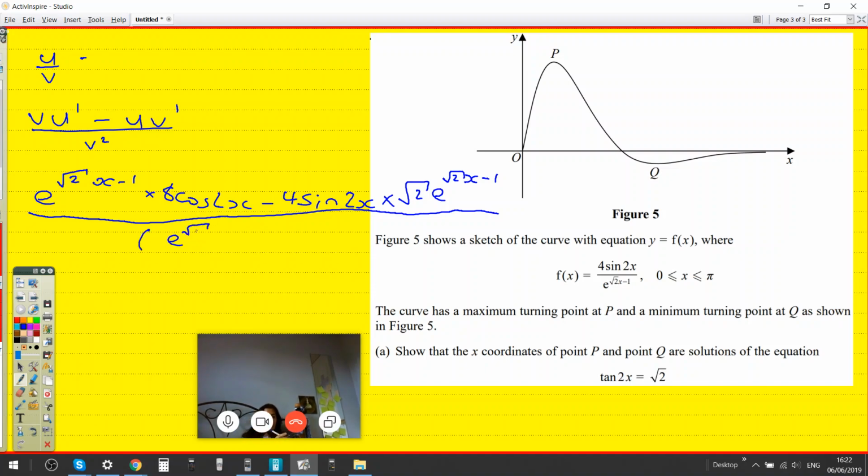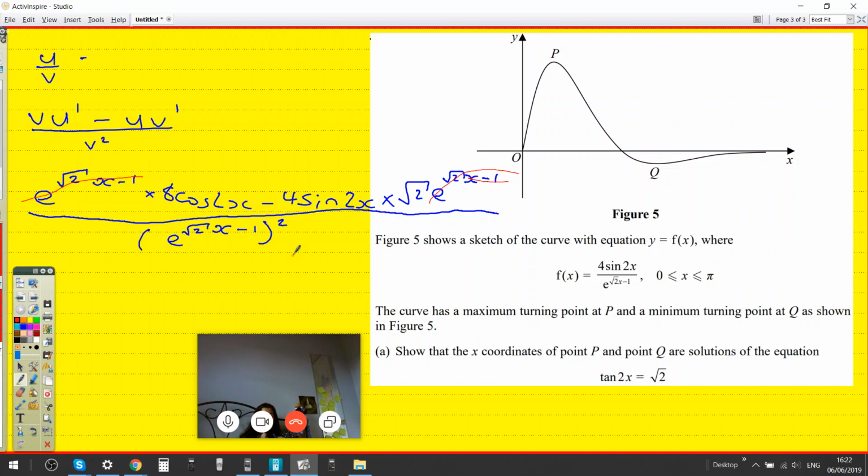And then, yeah, you can write it. Is that the rule? Yeah. V times du over dx minus u times dv over dx over v squared. And then cancel out any 2x thing. Or does it have to be in every term for you to cancel out? It is in every term. Oh yeah, cancel out. So you're left with 8 cos 2x minus 4 sine 2x times root 2.